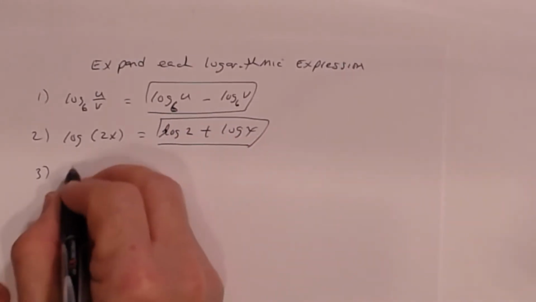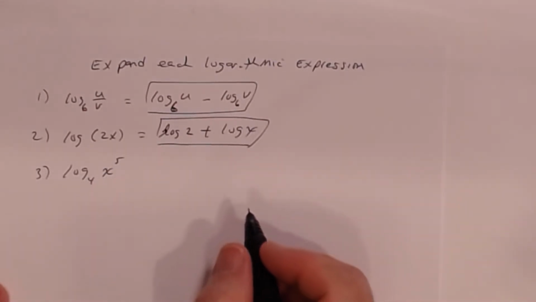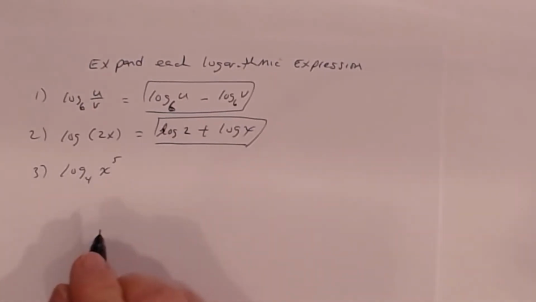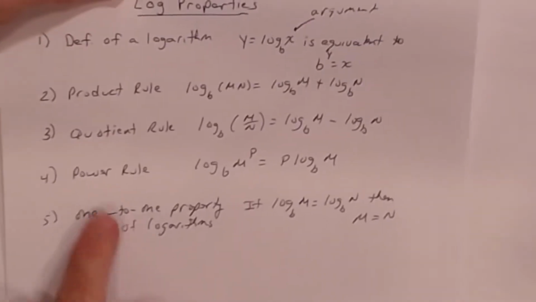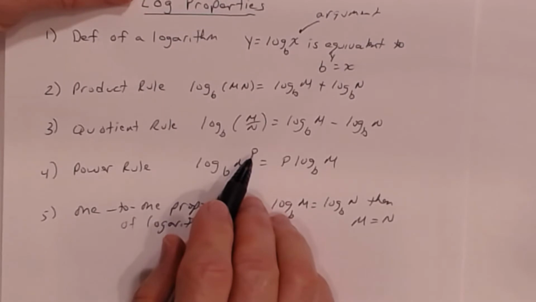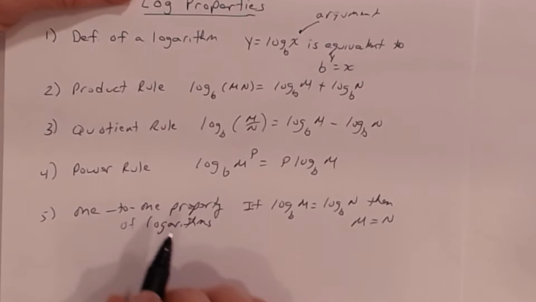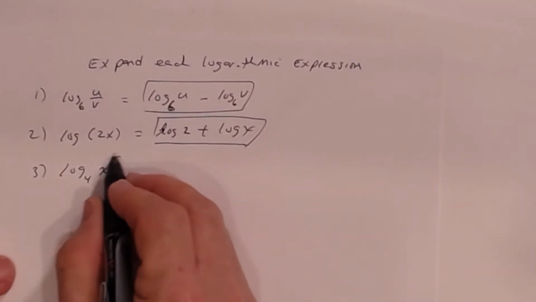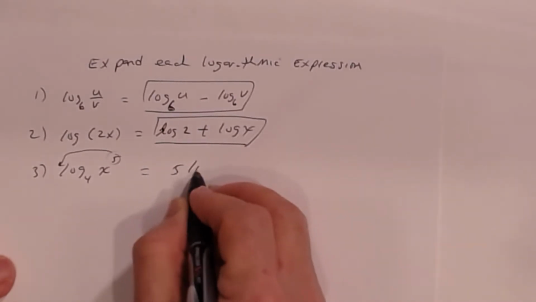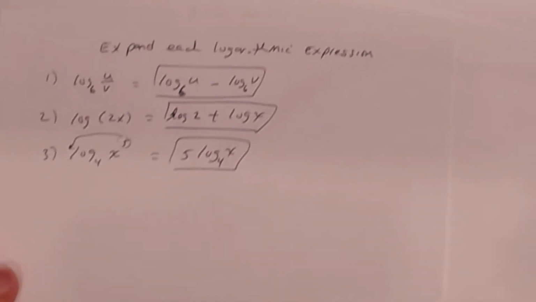Number 3, I have the log base 4 of x to the 5th. You may say, well, I don't see a quotient or a product being used here. You're right, you don't. But you do see the power rule that you can use. Whenever you have an exponent and you want to expand, you take that exponent and write it as a coefficient. That's expanding. So this 5 right here, you rewrite as a coefficient. So this becomes 5 times the log of x base 4. That's all you do.